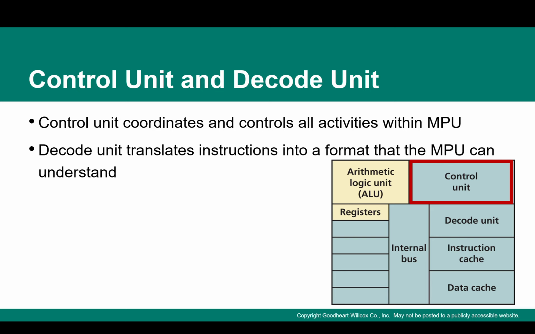Again, it's the control unit and the decode unit. We already talked about the control unit, which coordinates and controls all activities within an MPU. The decode unit translates instructions into a format that an MPU can understand. What that means is we are talking about the digital world. CPU, MPU, ALU, they are all digital systems, and a digital system can only understand the language of zeros and ones.